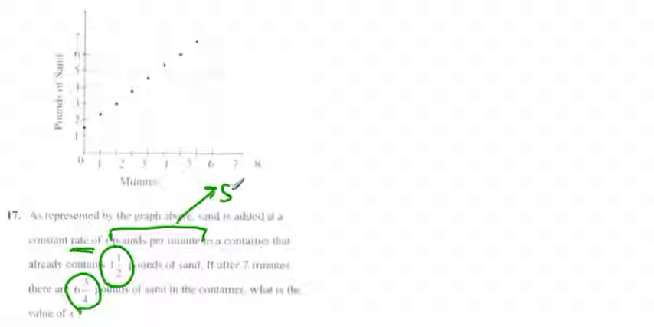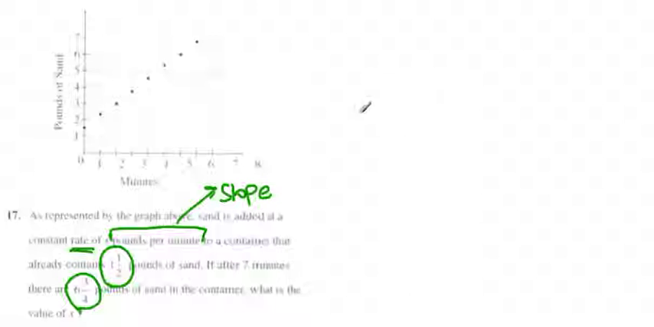Here we have, underline the word rate. It tells you that in the beginning 1.5 pounds of sand was already there. And after 7 minutes, we have 6 3/4 pounds. What is the value of x, meaning x pounds per minute? You see, pounds per minute talks about the rate, meaning the slope. So all we have to do is find the slope.